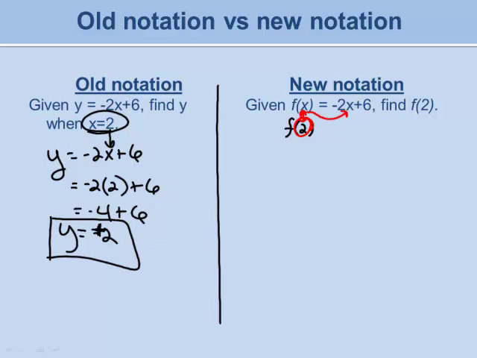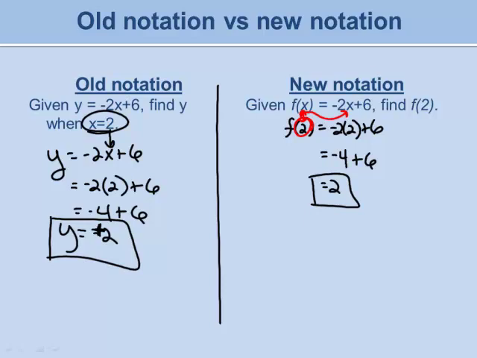So what you're going to do is take that 2 and put 2 in for all of the x's in the equation. In this case, there's just that one x that's attached to the negative 2. And do the math as before. Negative 2 times 2 is negative 4 plus 6. And negative 4 plus 6, again, is a positive 2. Same answer, less writing to ask the question.